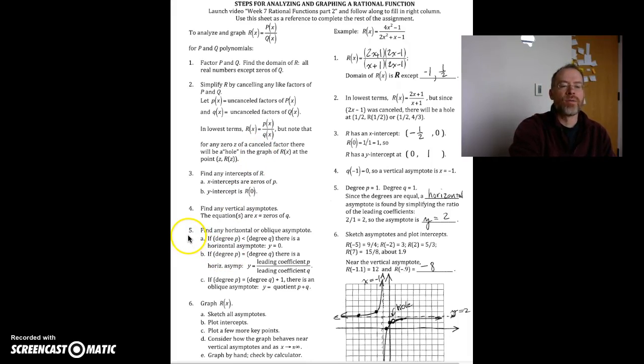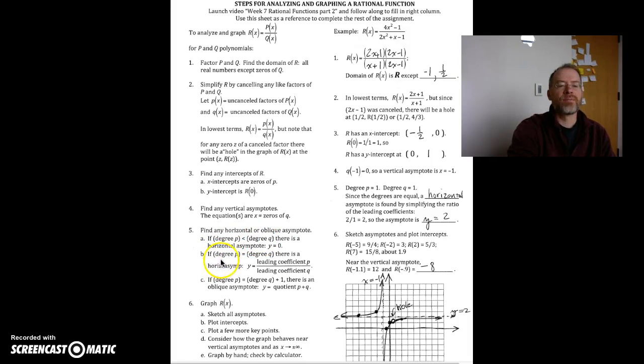Step 5, here we find horizontal or oblique asymptotes. It'll turn out that these functions will either have a horizontal or an oblique or neither. They won't have more than one thing of this flavor. So it works to find them together, and you do this by analyzing the degrees of the polynomials on top and bottom. You look at the degree of P and the degree of Q. If the degree on top is less than the degree on the bottom, there's a horizontal asymptote at y equals 0, otherwise known as the x-axis.